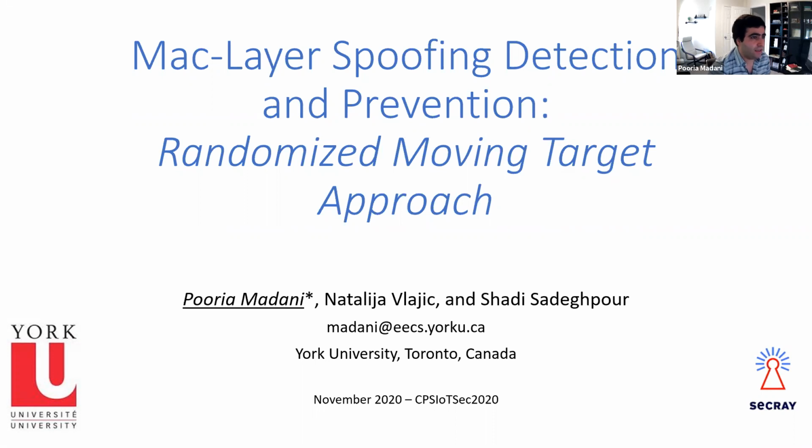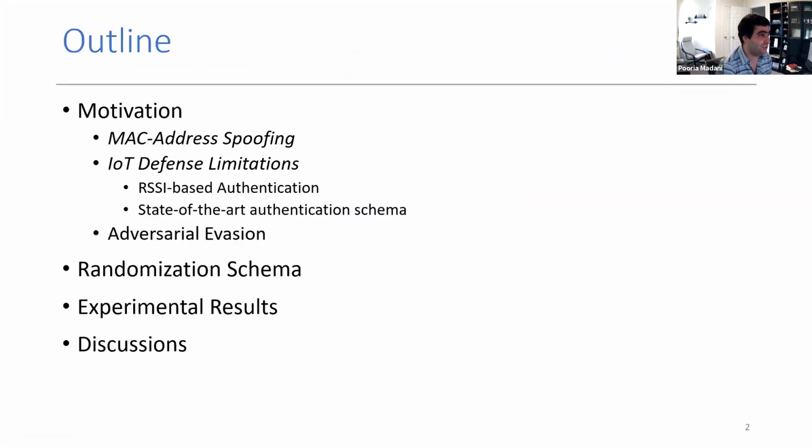My name is Pooria, and I will be speaking today about robustness in statistical and machine learning-based methods that are used for MAC layer spoofing detection, how an adversary could potentially evade the state of the art, and how we're introducing a randomization mechanism on top of the existing models in order to introduce some degree of robustness against potential adversarial evasion attacks, all of which I'm going to define in this presentation.